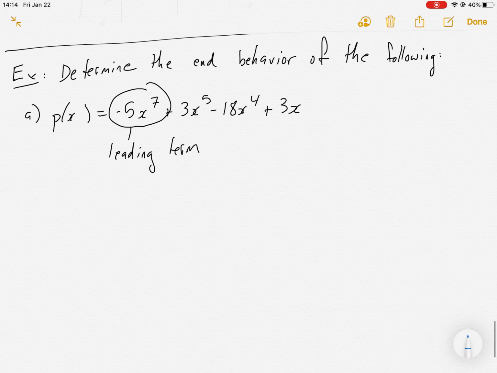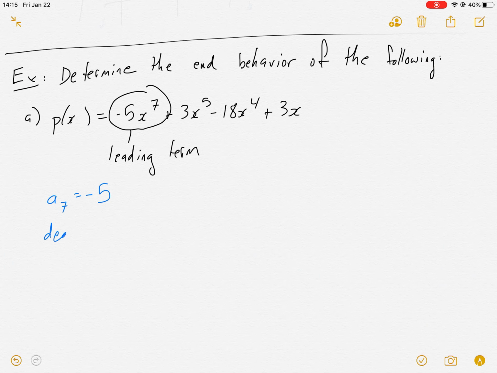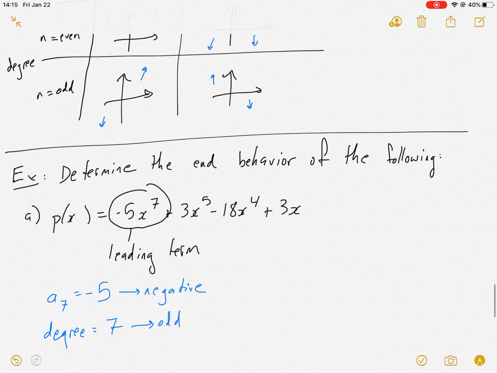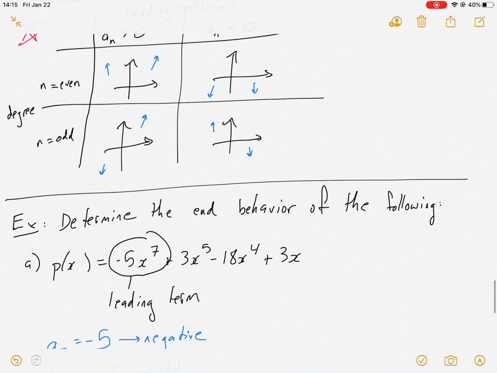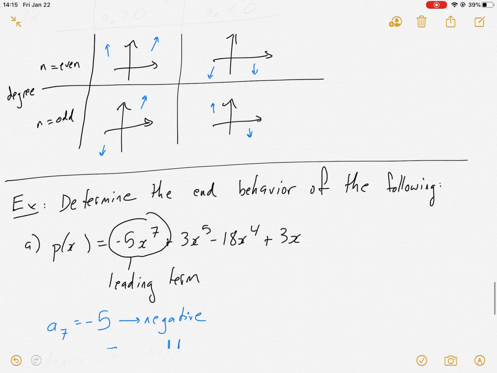And so that means that my coefficient a sub 7 is a negative number, and my degree n actually equals 7 in this case. So it's odd. So just to note, this is negative and this one is odd. So let's consult our table. We're in the negative odd case, so that is in the bottom right corner of my table.